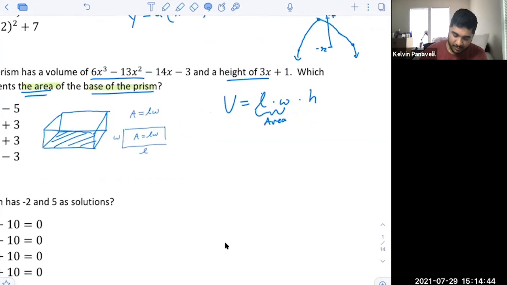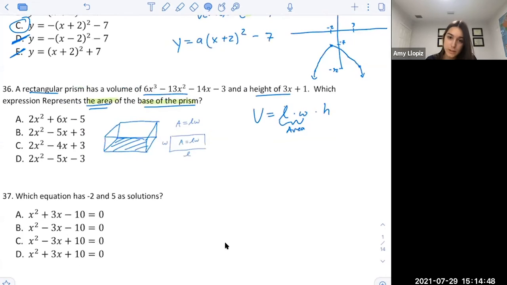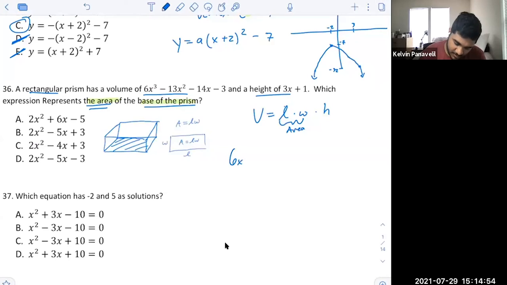So what do they give us for volume? What are we going to plug in for volume? For volume, we're going to plug in 6x cubed minus 13x squared minus 14x minus 3. And that whole thing, again, we're using the formula V equals LWH, right? So that's the volume, right?